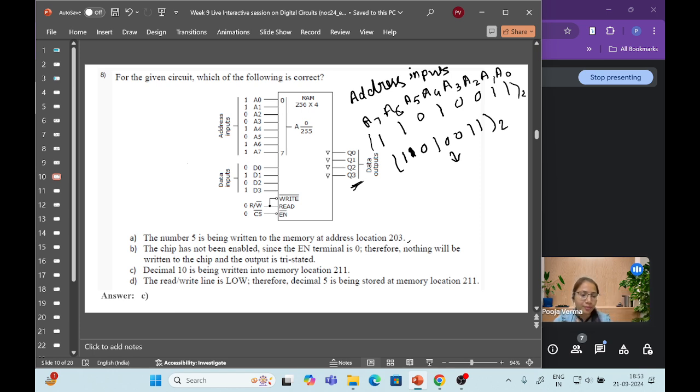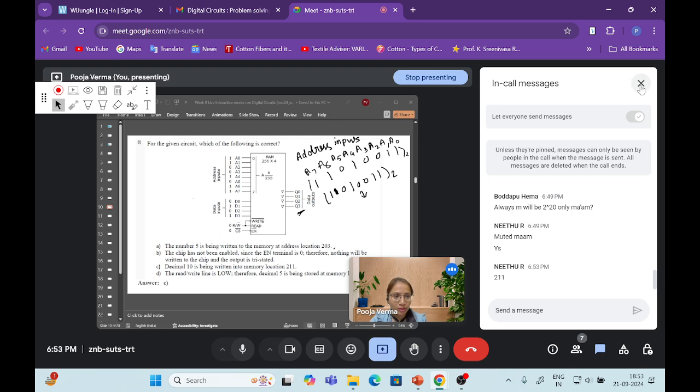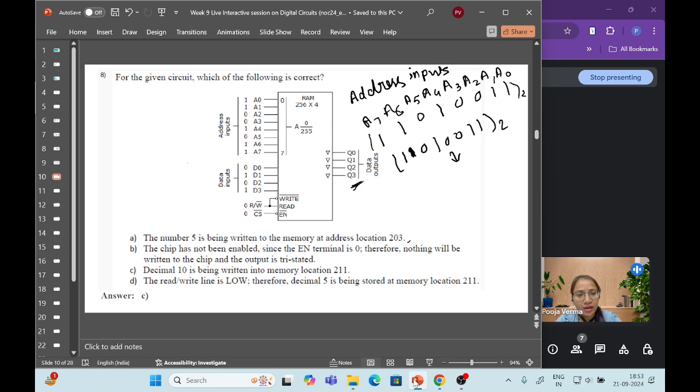So what will we get if we convert it? Yes, it is 211. How can we convert it? We already know the powers of 2: 2 to the power 0, 1, 2, 3, 4, 5, 6, 7. Then we get 128 plus 64 plus 16 plus 2 plus 1. We get 211 in decimal.